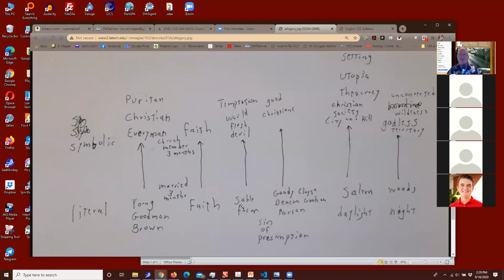The sable form in the forest, Goody Cloyse actually names him the devil, and he represents on the level of spiritual or symbolic reading temptation. And there are 3 forms of temptation. It comes to us through the world, the flesh, and the devil. So the devil is just this idea of a literal devil.